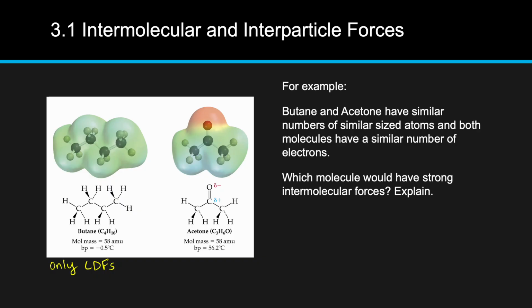Now looking at acetone, we see acetone has a double bonded oxygen in the middle of the molecule. And because it has an oxygen, which is very electronegative, it's going to create a dipole, which means it's a polar molecule. And because we have a polar molecule, this means that we have London dispersion forces, because remember, everything has London dispersion forces, and dipole-dipole interactions. And because acetone has London dispersion forces and dipole-dipole interactions, the attraction between acetone molecules is going to be a lot stronger, which is why our boiling point is going to be much greater than that of butane.